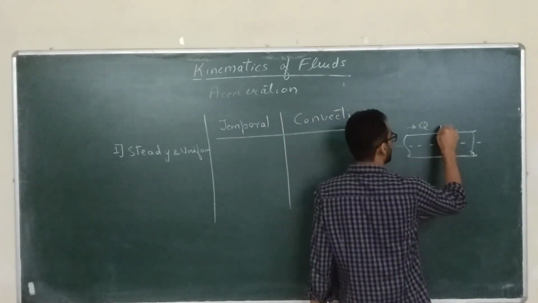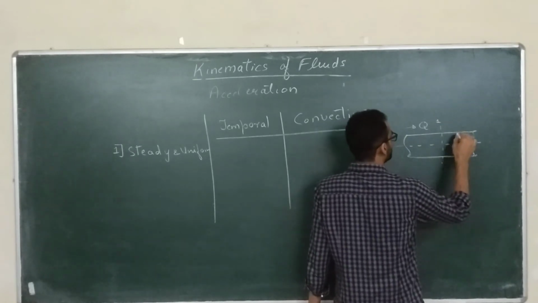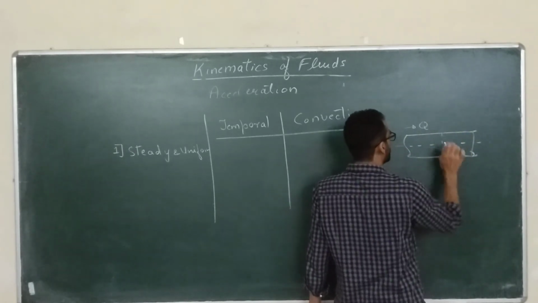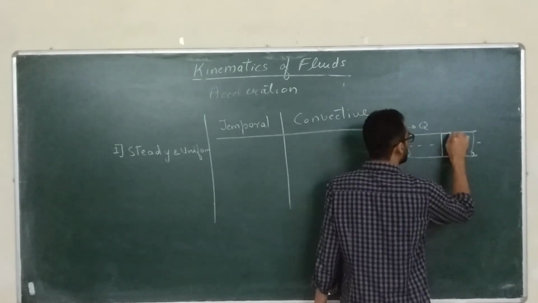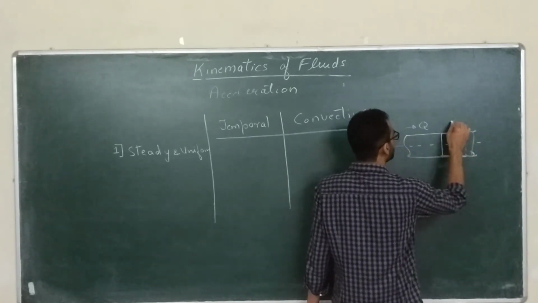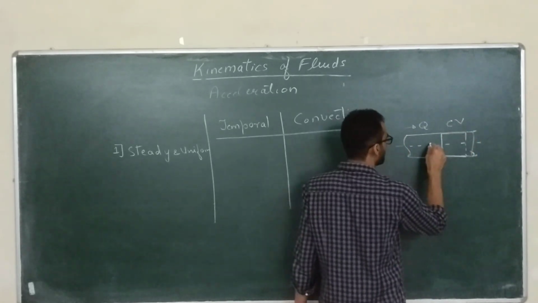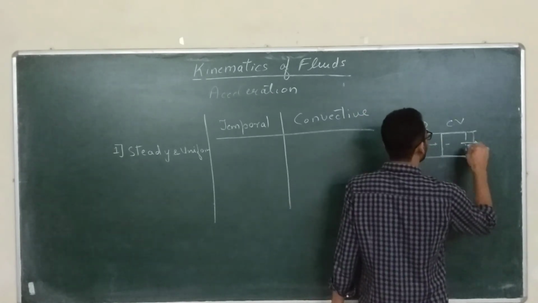Now see which acceleration will be present in this flow. Let's take a section. Let's take a control volume, rather, to be precise. This is our control volume. Now flow is coming here and leaving from this control surface.